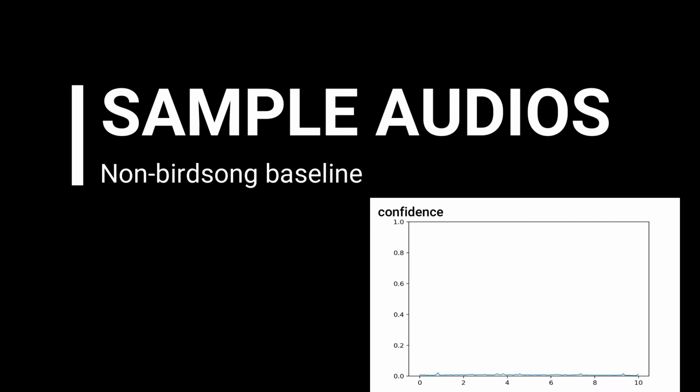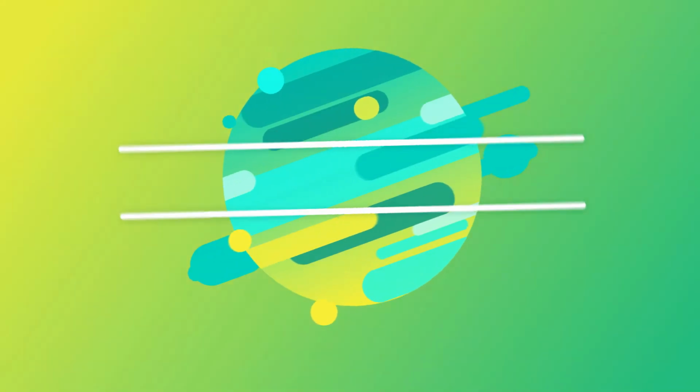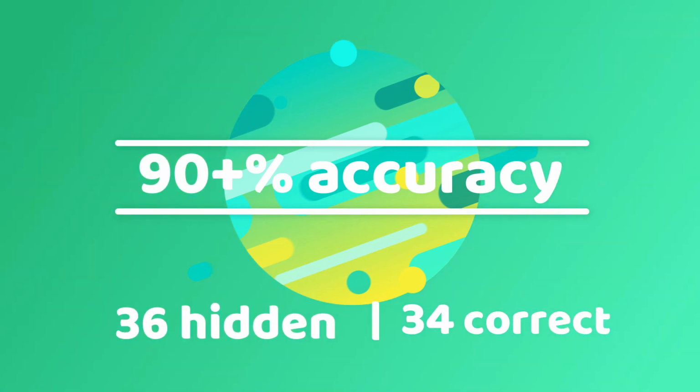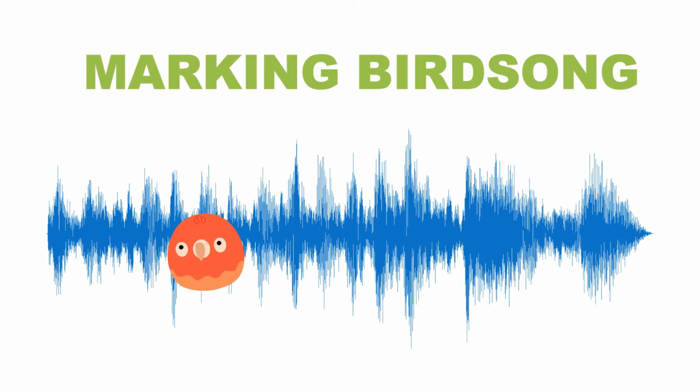The baseline example here has no clear bird vocalization presence, so as our model suggests, low confidence throughout the clip. While in this clip, you can see the spikes of confidence, which show positive detection of bird vocalization, corresponding to the bird sounds we heard in the audio clip. The model reaches over 90% accuracy on our validation set. It performs equally well on a hidden test set of 36 clips, where it gives correct detection to 34 of them.